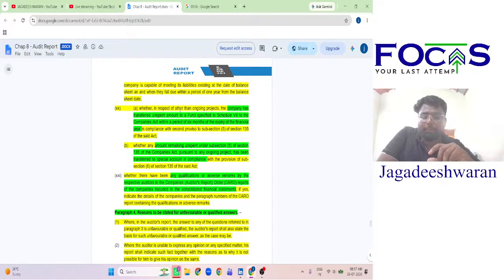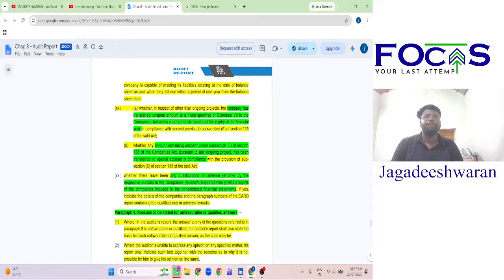And whether any amount remaining unspent under subsection 5 of section 135 of the Companies Act pursuant to any ongoing project has been transferred to special account in compliance with the provisions of subsection 6 of section 135 of the said act. That is, the unspent amount for the ongoing project, we can transfer to a special account. So has it been transferred?